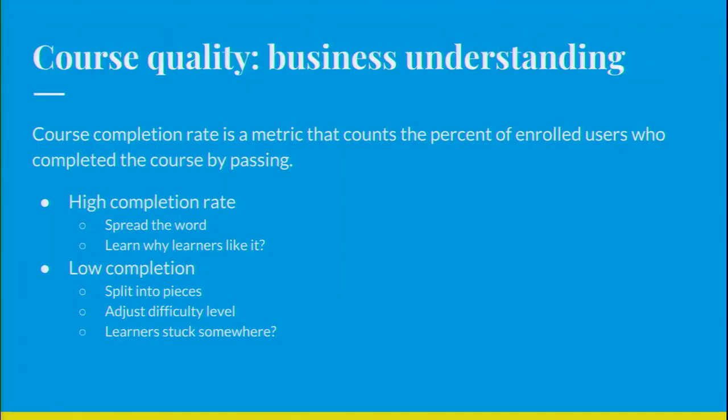So our first example relates to course quality. The business understanding here is you have a lot of courses and you want to know who's finishing them, who's not finishing them, which courses might be engaging and not. If you know that a course is going to have a high completion rate, then we know this is a good course. People like this. Let's spread the word. Let's tell people about it. Let's get people into this course because people who take this course are successful. And the same thing goes that maybe we can look at why this course is so good, what people are getting out of it, why they want to finish it.